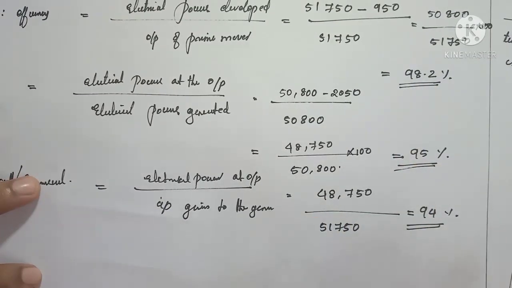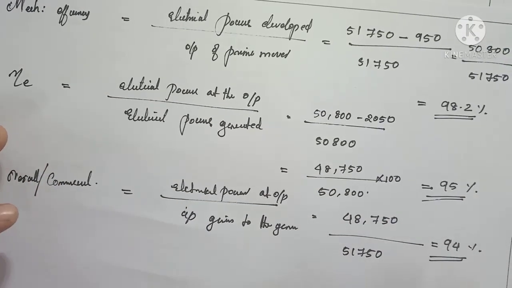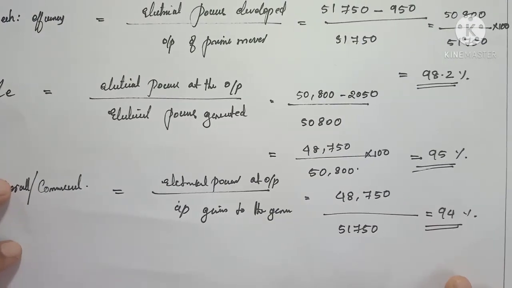Efficiency is decreasing. Mechanical efficiency is the maximum efficiency. Okay, so in this way we can calculate the problems. Okay, thank you.